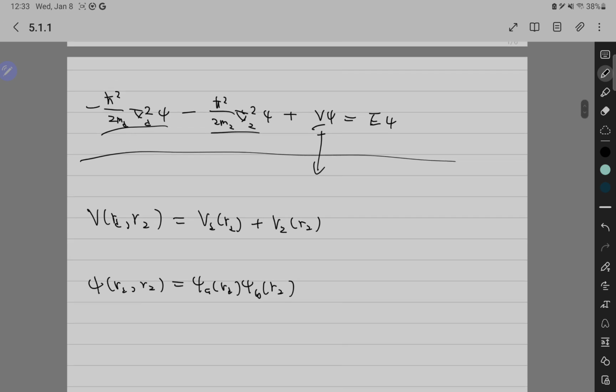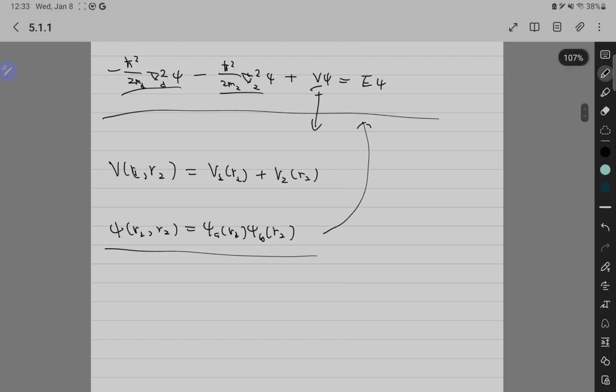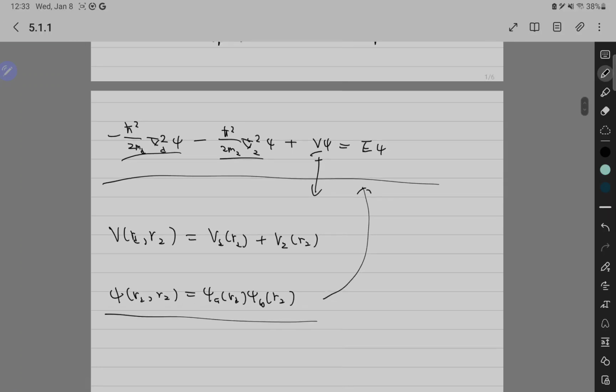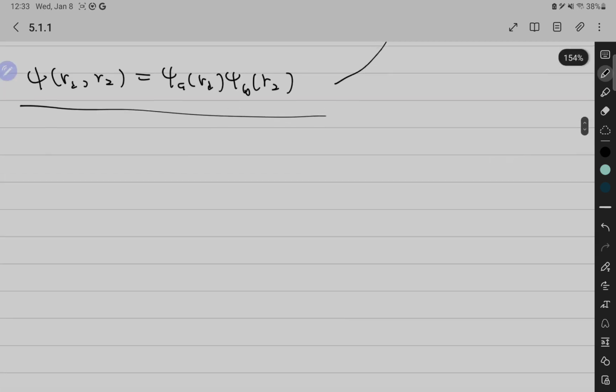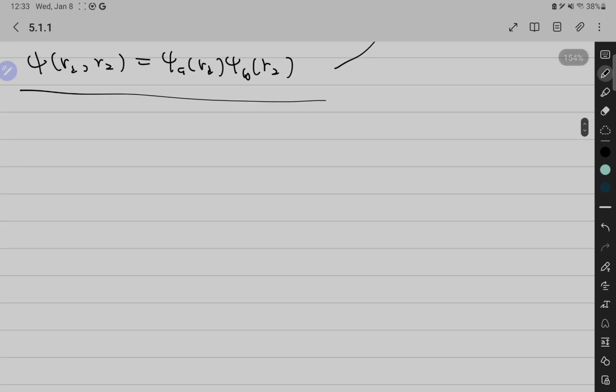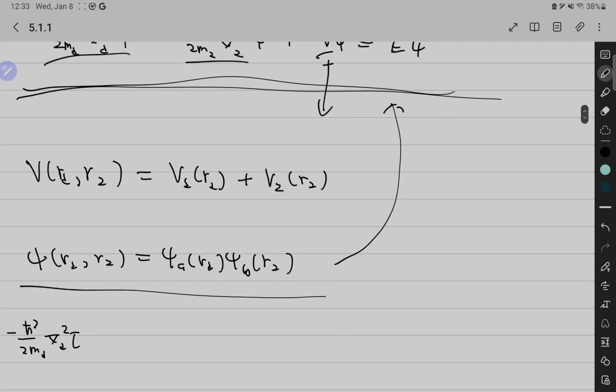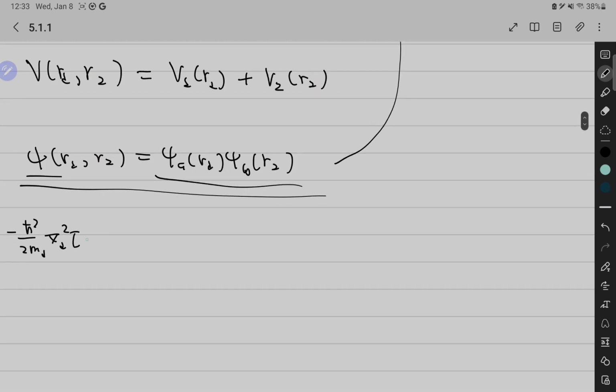So if we substitute this equation into this equation here, then what we get is, so I hope you guys already written this part down, because I'm about to zoom in and write the whole expression. So you might not be able to see it, but this should be equal to negative h bar squared over 2m1 Laplacian, right? We're replacing our phi with this, so we're just going to write phi A(R1) phi B(R2).